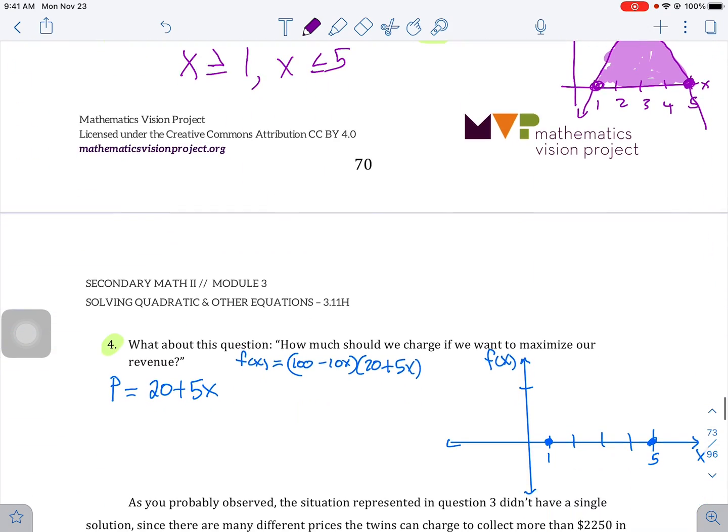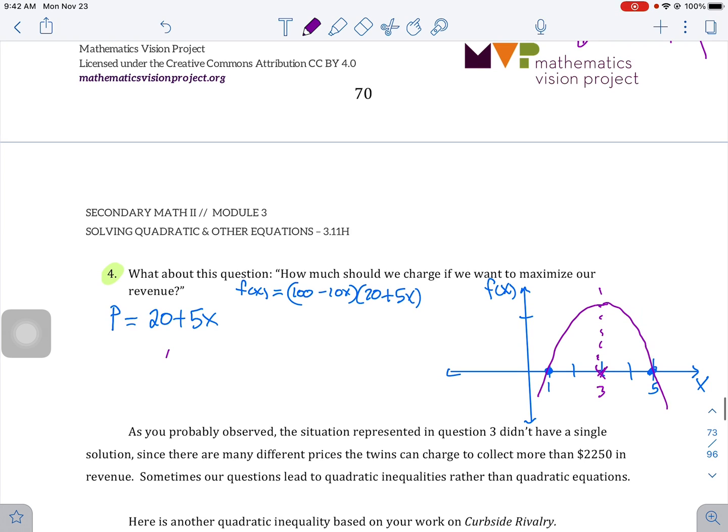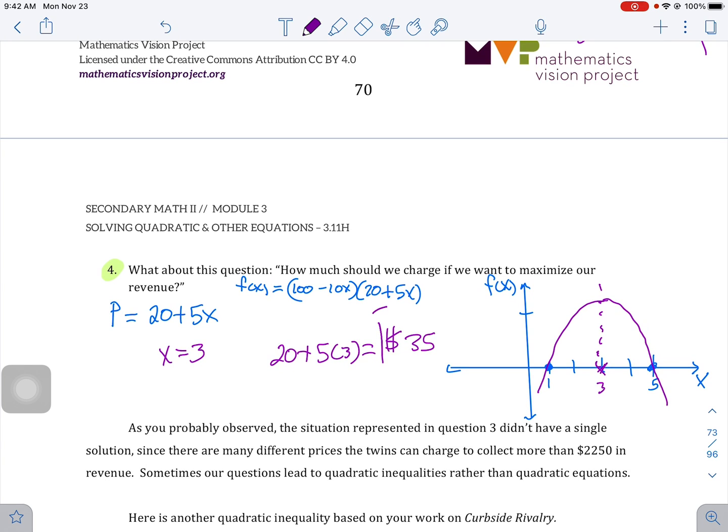And so the last question is how much if we want to maximize. So again, this is our parabola, and halfway between 1 and 5 is 3. So we know that x equals 3. The price is 20 plus 5x. So 20 plus 5 times 3 equals $35. So that is the right price if we want to maximize.